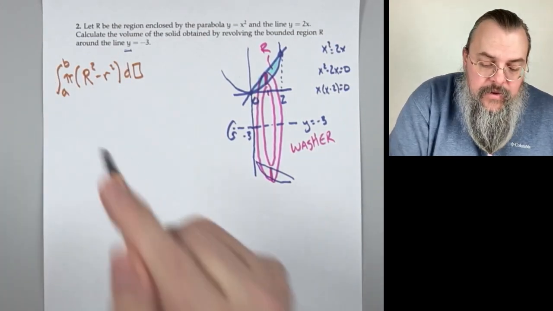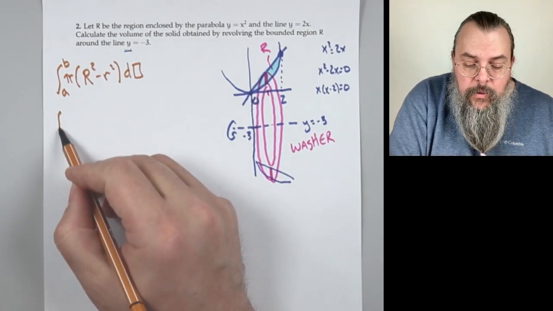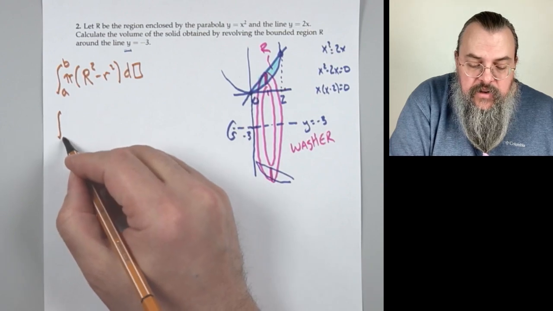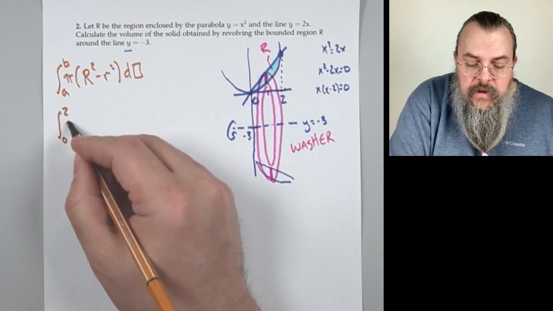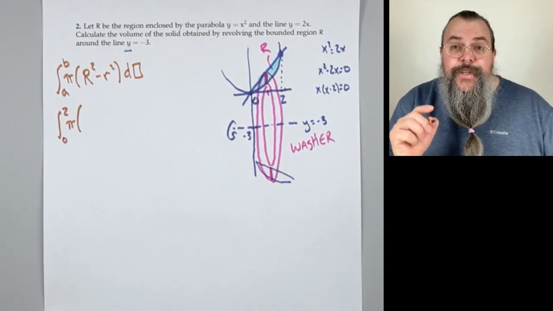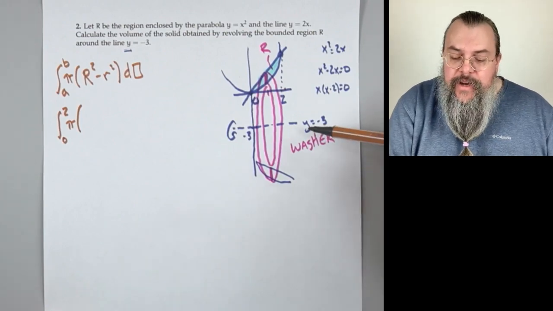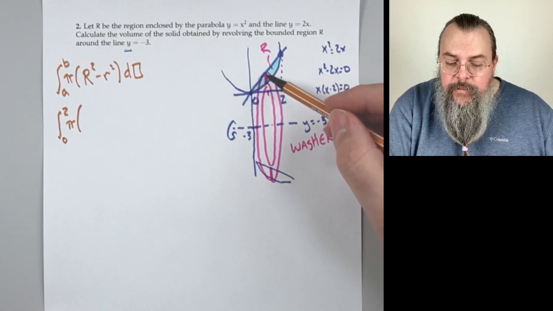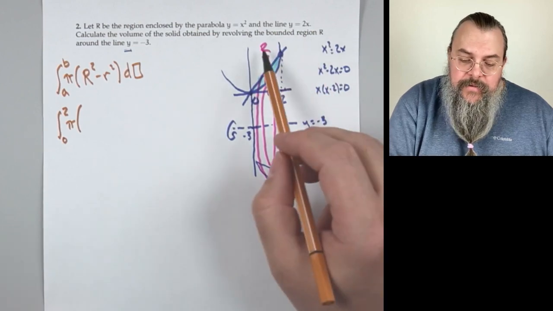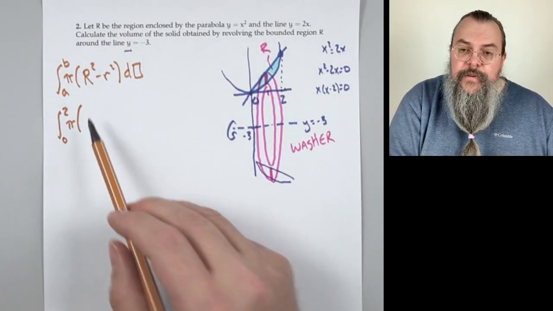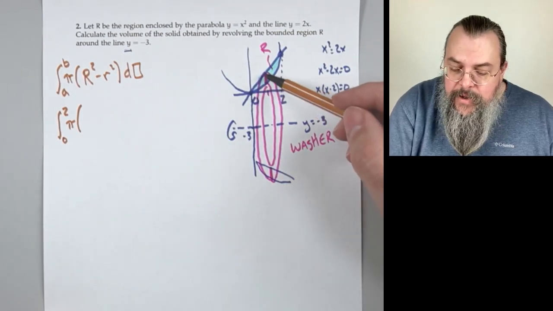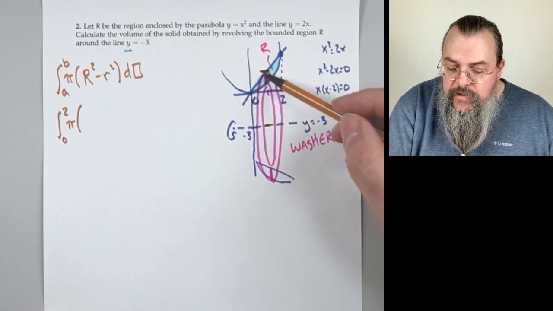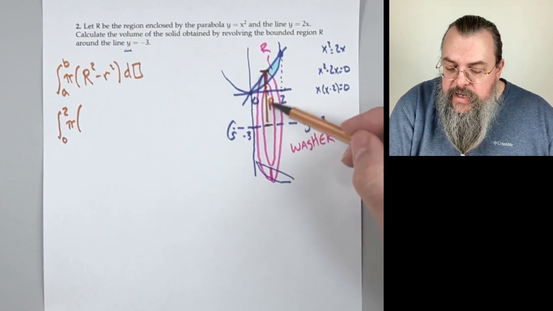Okay, so for us, we're going from 0 to 2. That's our a to b. Now, here's where things get interesting, because we're going around -3 and not the axis. So when I'm looking for my big radius, not to be confused with this r for region, r for big radius, I want to go from the furthest out to the line. So that's my big radius.